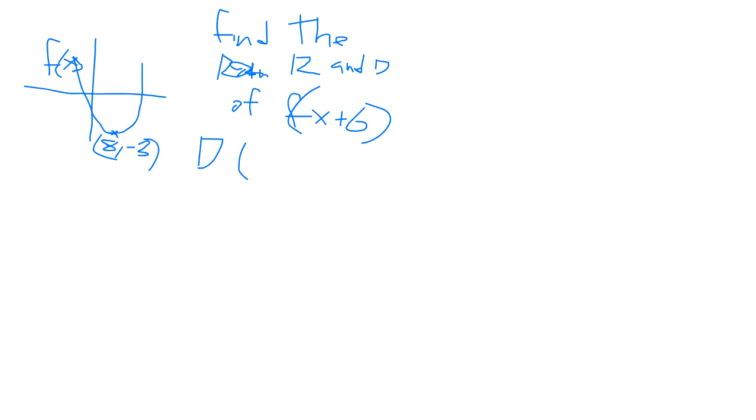Negative infinity to positive infinity. It will not change for f of x plus 6. Even if you shift the graph, it will still go from negative infinity to positive infinity. Have you seen that? Nothing will change. What about the range?